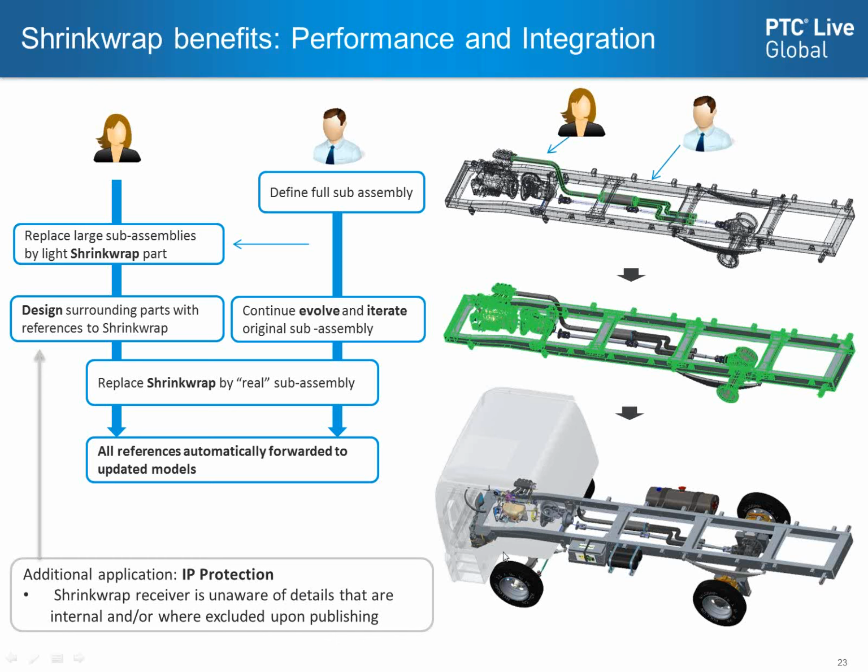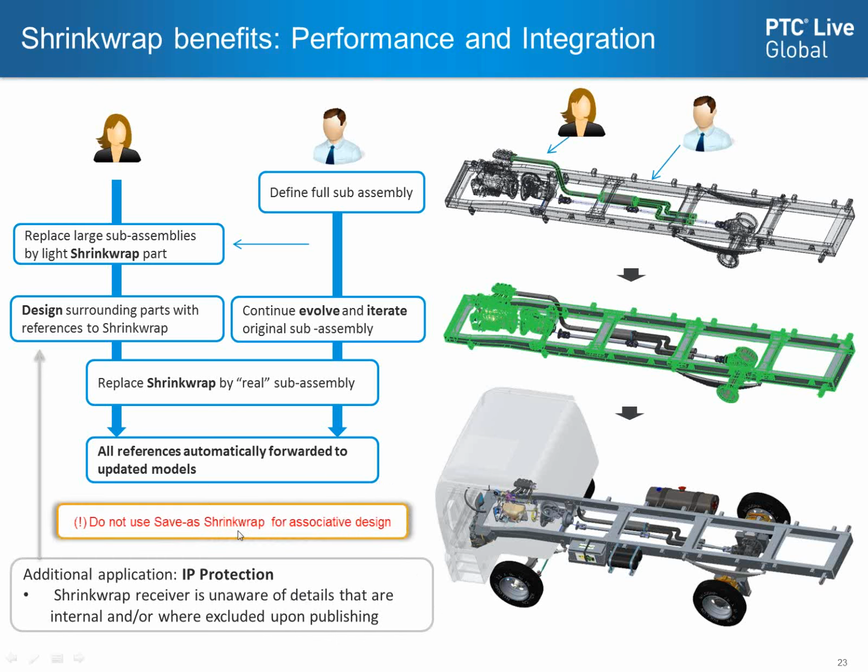So Creo tracks each and every surface ID, and it knows exactly where it came from. So when you replace this shrink-wrap with the original part, the system will automatically forward the reference to the real part. And as I said, it's also very useful for IP protection, not just for performance reasons, but also for IP protection reasons if you don't want or cannot share certain details of your design.